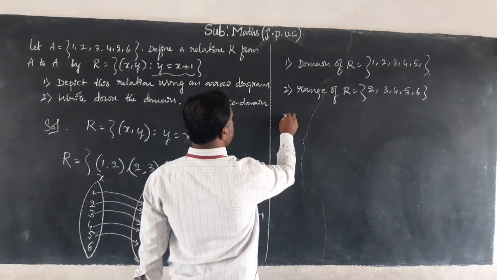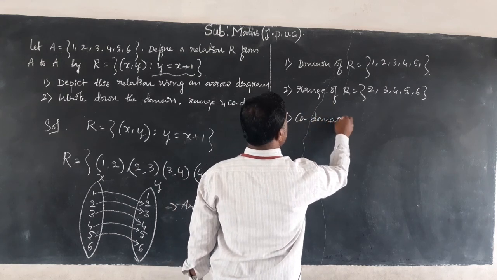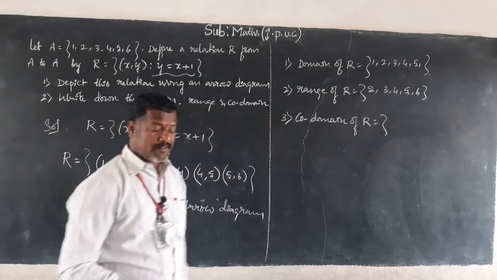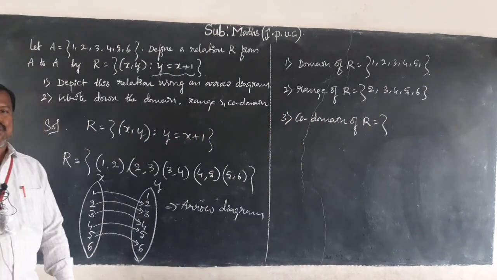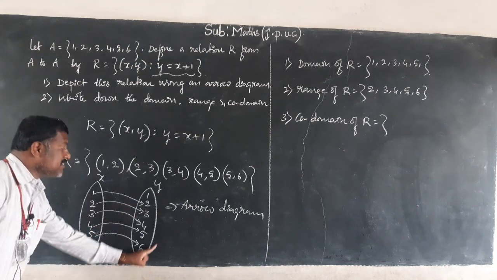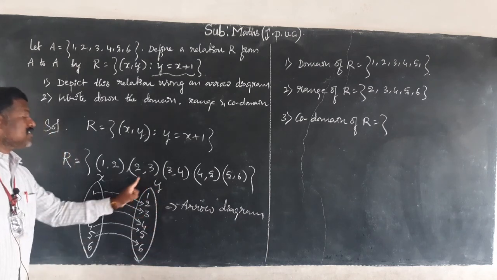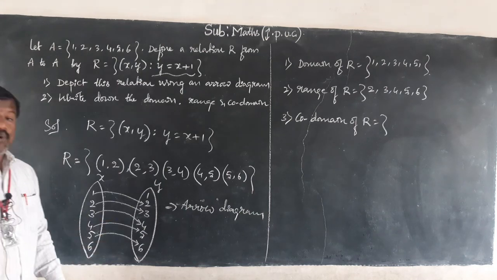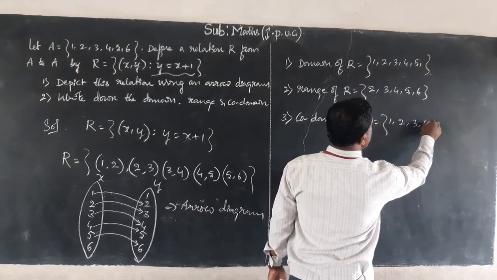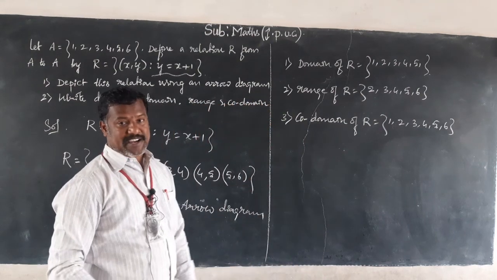Next we will see the codomain. Codomain of R. Children, it's very simple. All the elements of the second set we called as codomain of R. So that is 1, 2, 3, 4, 5, 6. They are nothing but codomain of R.